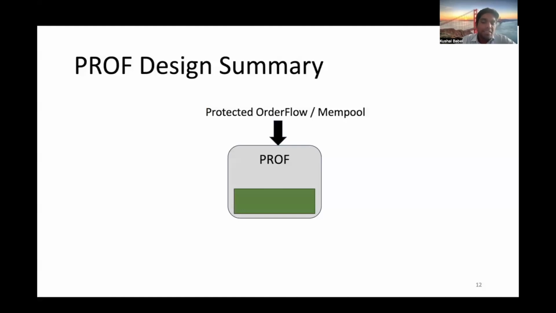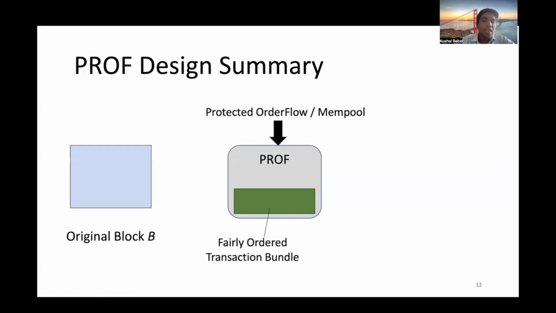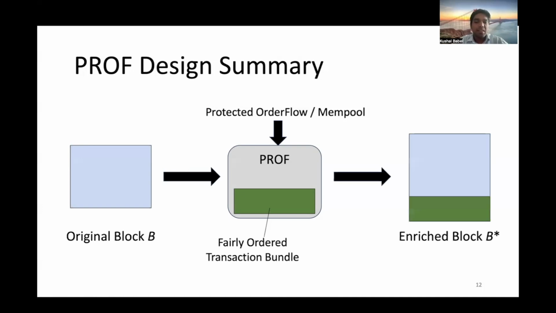PROF assembles these transactions into what we call a PROF bundle, and these transactions are assembled in a fair way. We'll talk about what fairness means here. You can have different notions of fairness, but whatever is your favorite notion of fairness, these transactions are assembled in a fair way. Now, what PROF does is it takes a block B that's constructed through some other mechanism like PBS, and it appends to this block the PROF fairly ordered bundle to get an enriched block B star.